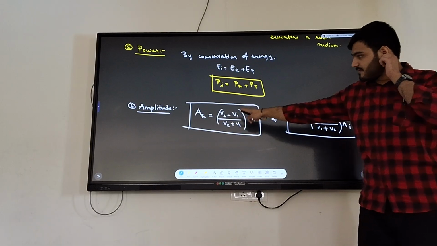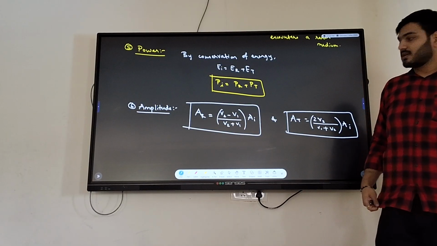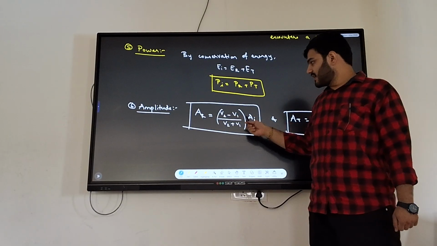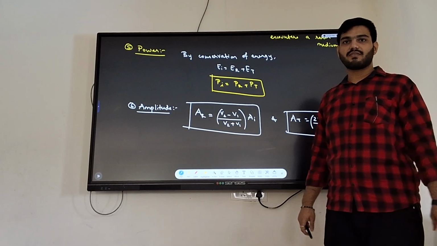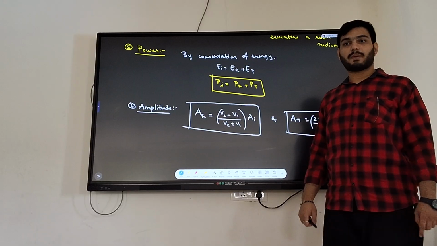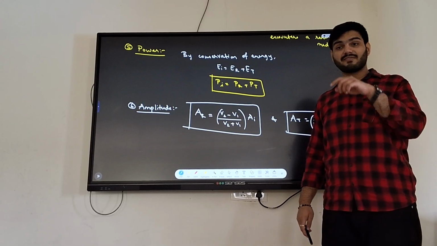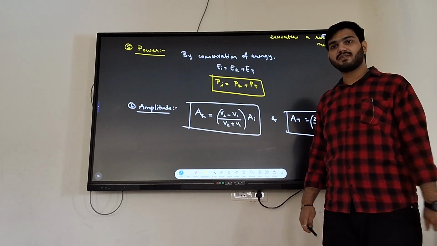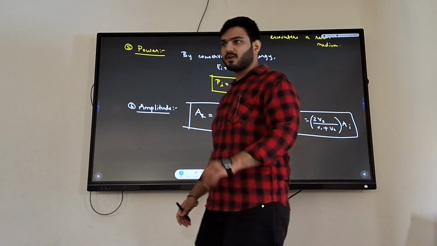What will happen when V2 is less than V1? Ar and Ai have opposite signs now. Yes or no? They have opposite signs. That means what is the phase change? Pi. They have the phase change pi. And when will that occur? When V2 is less than V1, when you enter a denser medium. So it all makes sense?